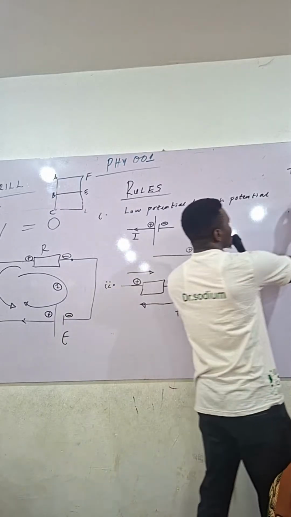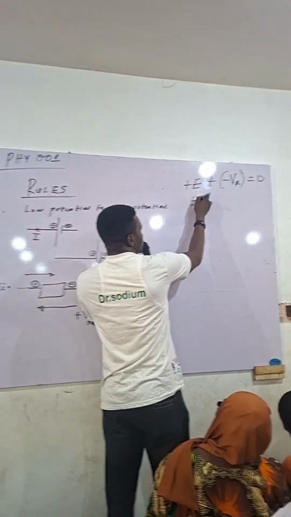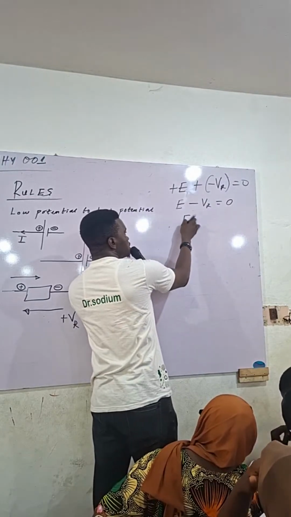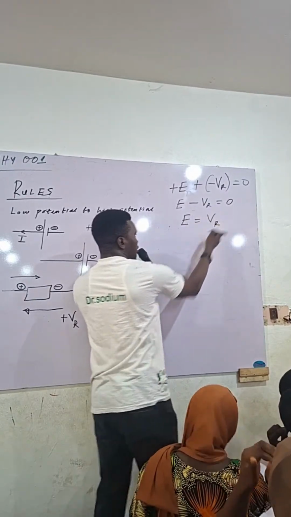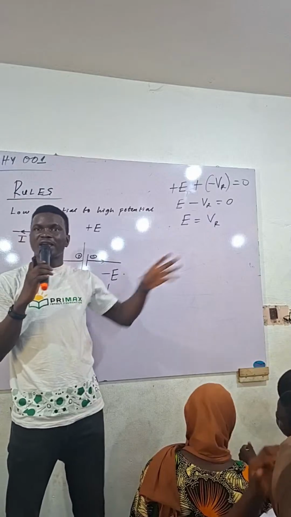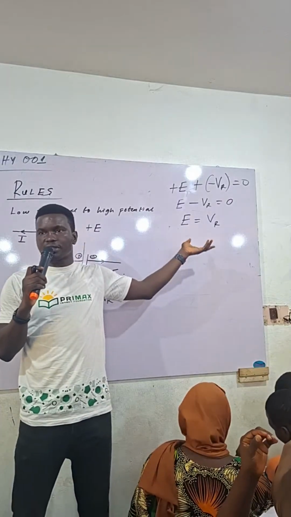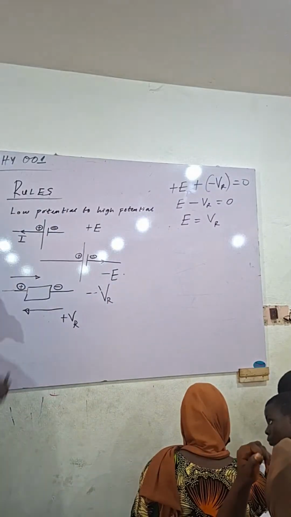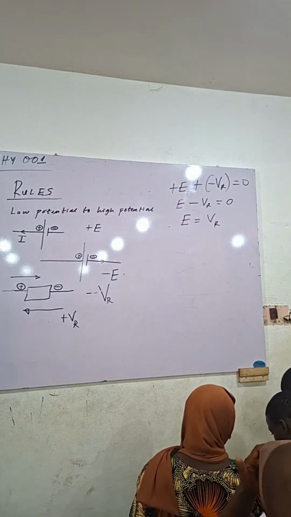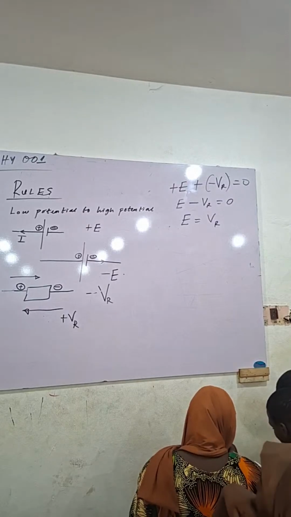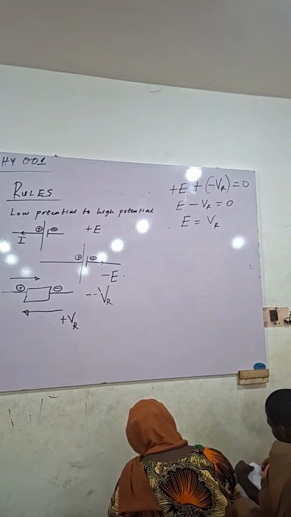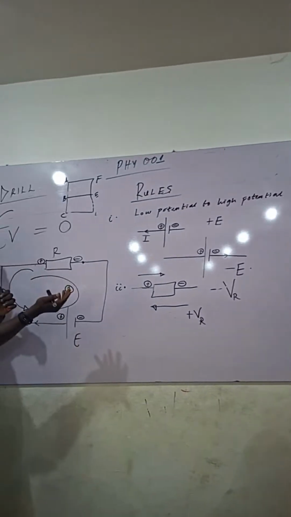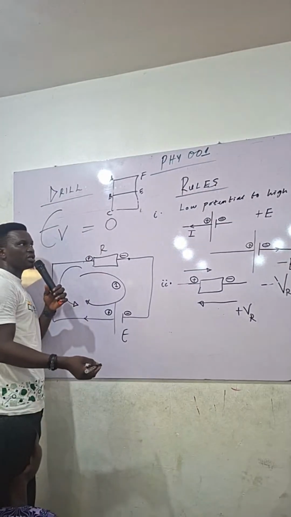You now see that this will eventually be equal to E minus V_R is equal to 0. And E is going to be equal to V_R. That is if you neglect internal resistance from what we have been saying. So, for all cases and purposes, whatever the value of the battery is what this one will give us as V_R, from all the stories we have been learning.